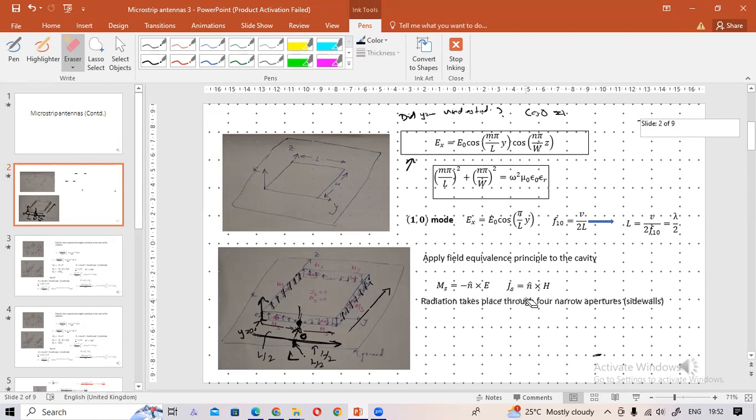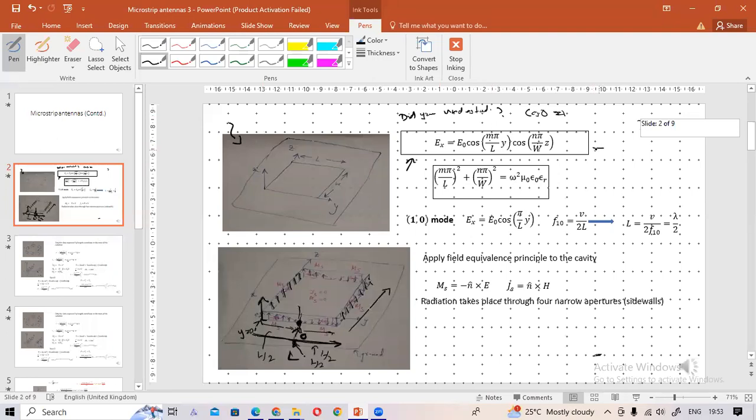So you can see that here we are providing a patch antenna. The patch antenna is named such that the Z direction is the width, the Y direction is the length, and the height, the thickness direction, is X.